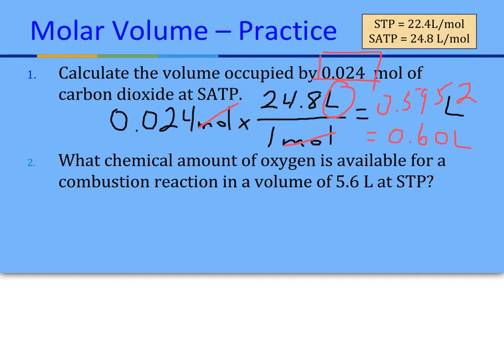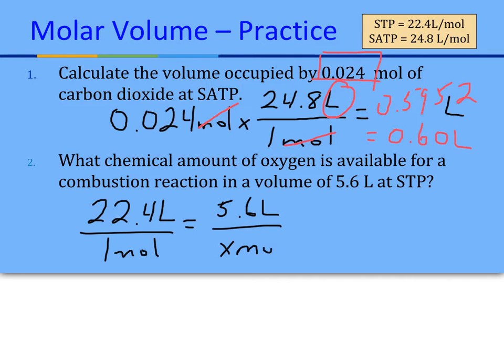The second question is looking for chemical amount. Chemical amount is the same thing as moles. It's asking for STP, and what I know, again, I'm going to do this one using proportions. What I know at STP is that I have 22.4 liters in every 1 mole, which means I can set it up equal to 5.6 liters in X moles.